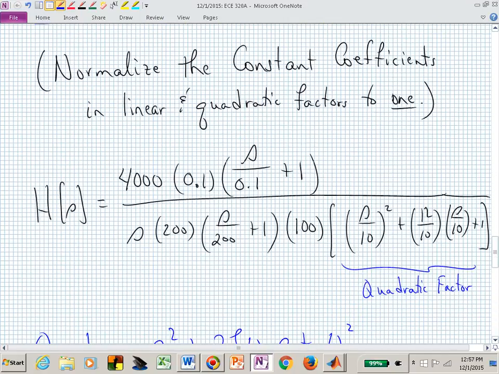Do you see in this expression for H of s that we've normalized all of our constants to be 1? And if we combine all of those constants that are out front in the numerator and denominator, we will just get one number, and that's the constant that we can now sketch.